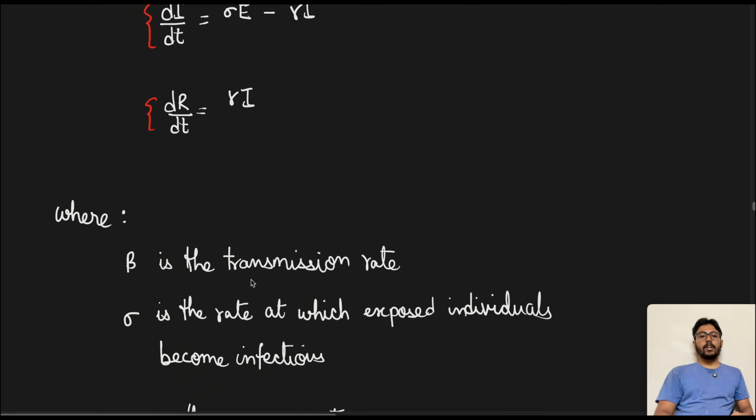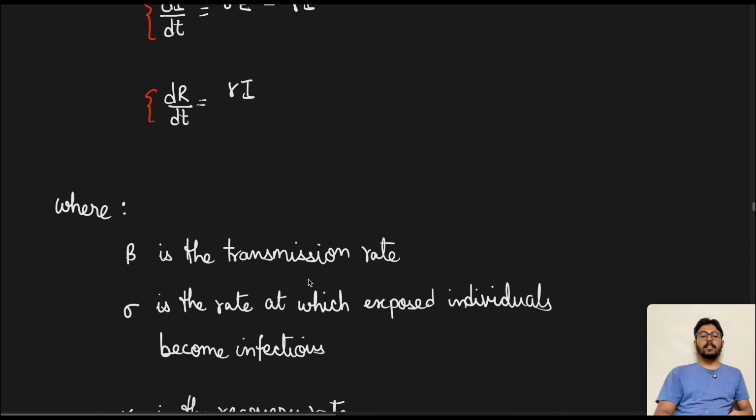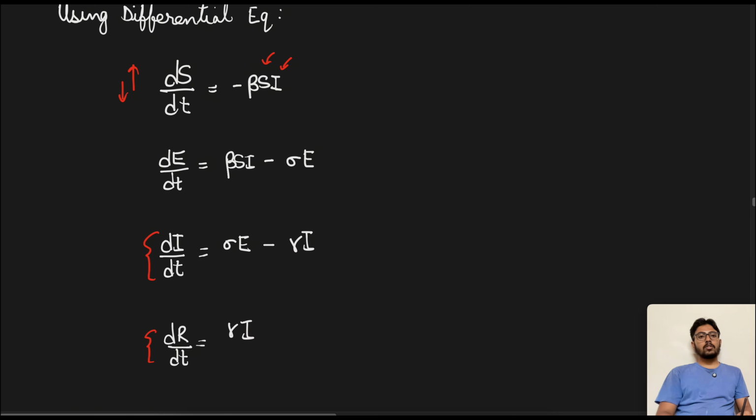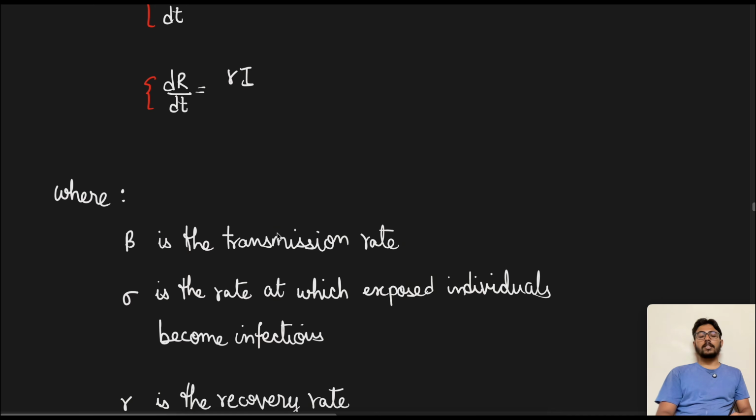So now we'll understand the constants and what they mean. Here beta is basically the transmission rate. If we go above, we can see that beta denotes the transmission rate of the infection. Next is sigma. This is the rate at which exposed individuals become infectious. Transmission rate was primarily for transmitting the infection from one person to another, and sigma primarily denotes the rate at which exposed individuals, so E, become I. That rate is what we have marked by sigma.